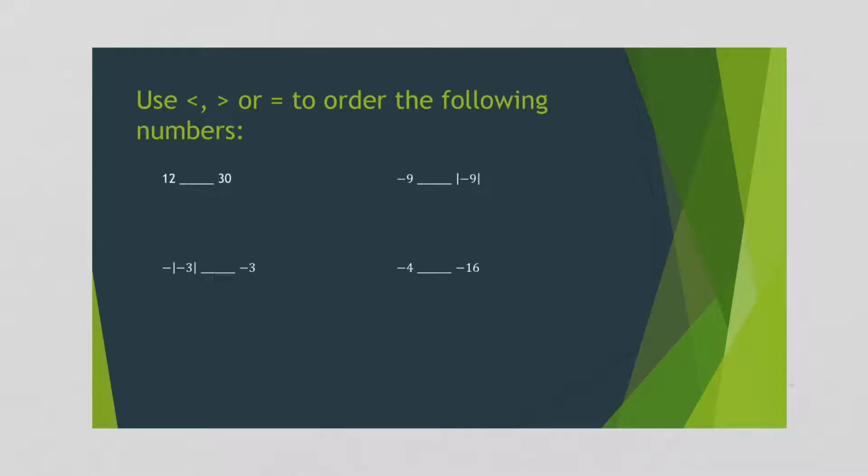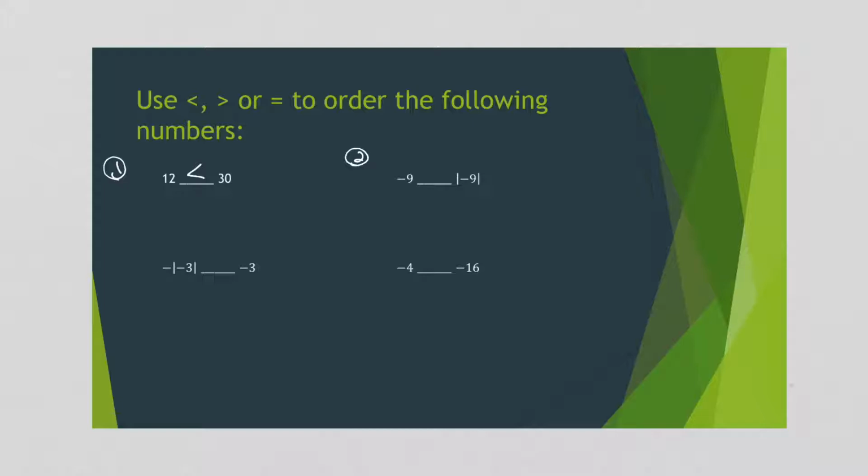Alrighty, on this page we're going to use greater than, less than, or equal to order the following. So let's look at this first one right here. 12 and 30. Which one would you rather have money in your pocket? So let's think of money this time. I'd rather have $30, so that means 30 is greater than 12, or if you read it from left to right, 12 is less than 30.